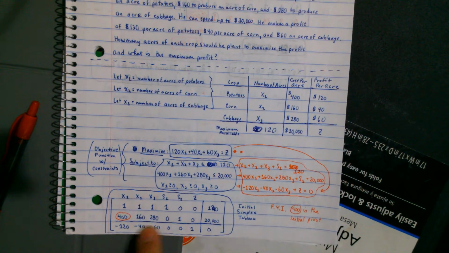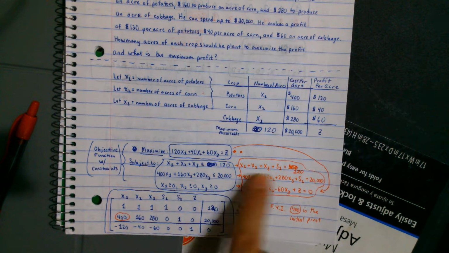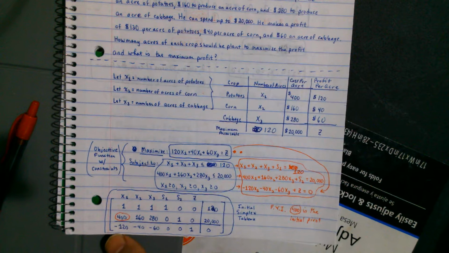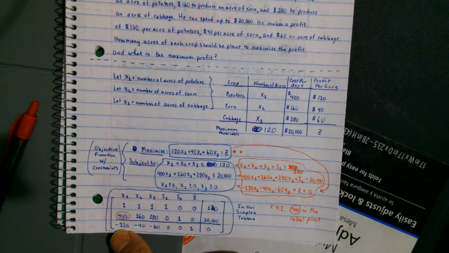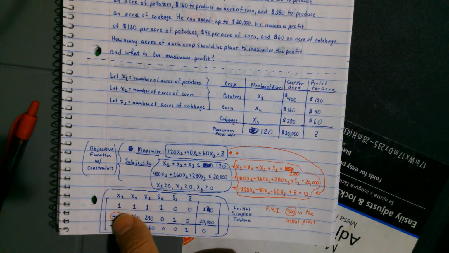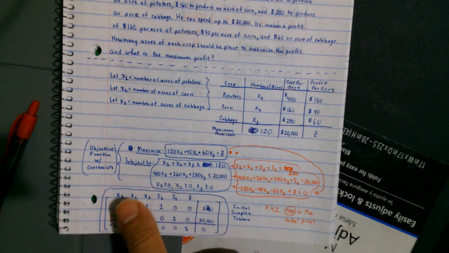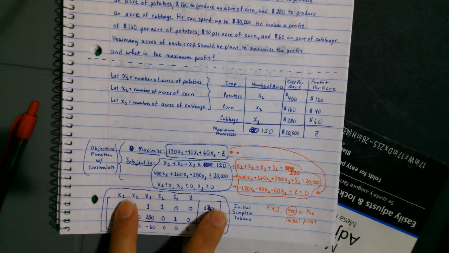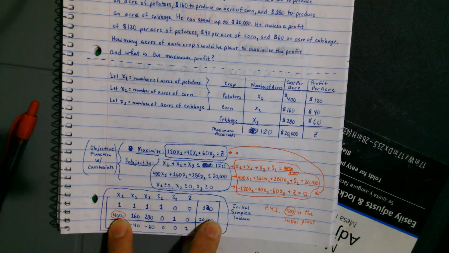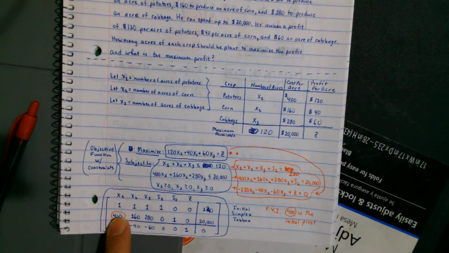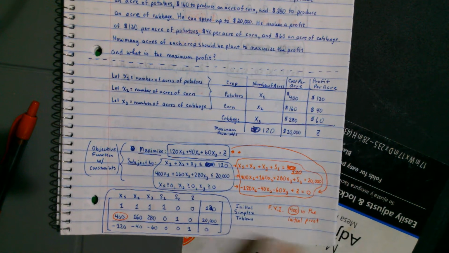So I go down here. Again, I put all these numbers into my tableau. Negative 120 is my most negative indicator. So one of these two is going to be my pivot. If I divide 120 by 1, I get 120. If I divide 20,000 by 400, I get 50. So this gives the smallest value. So I'm going to divide everything here by 400, and I'm going to simplify.